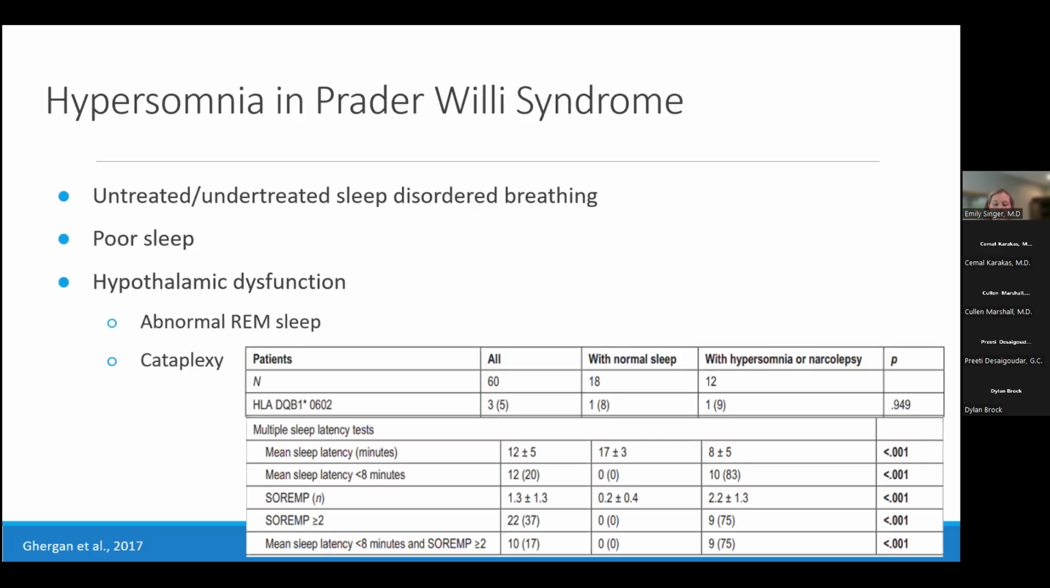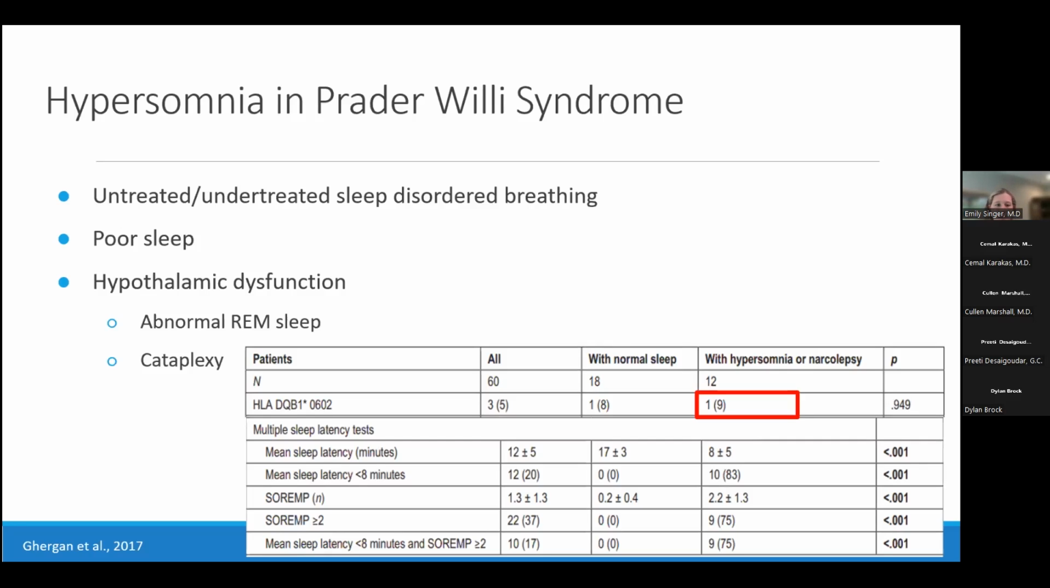And the presentation ends up being very similar to someone that had primary narcolepsy. And we actually often refer to this as narcolepsy-like features or a secondary narcolepsy. And the reason we don't consider them to have primary narcolepsy is because it seems that the etiology or pathophys seems to be a little bit different.